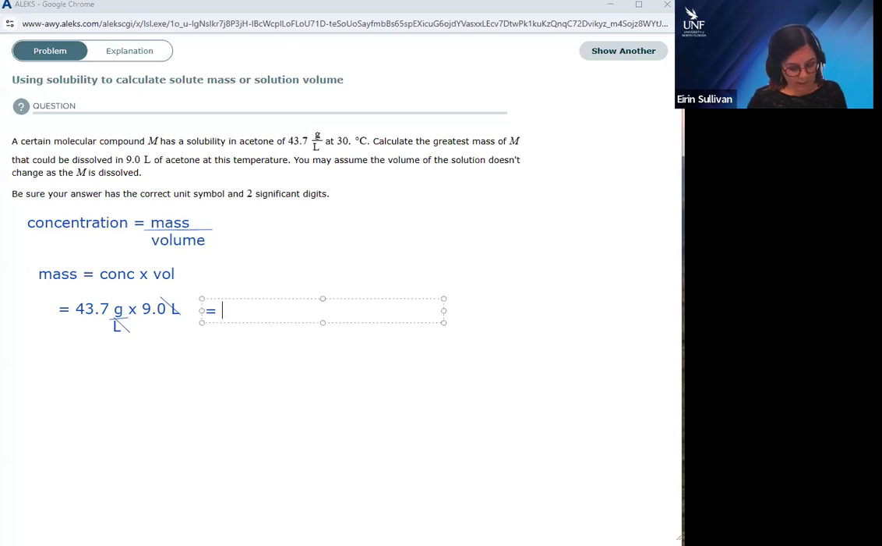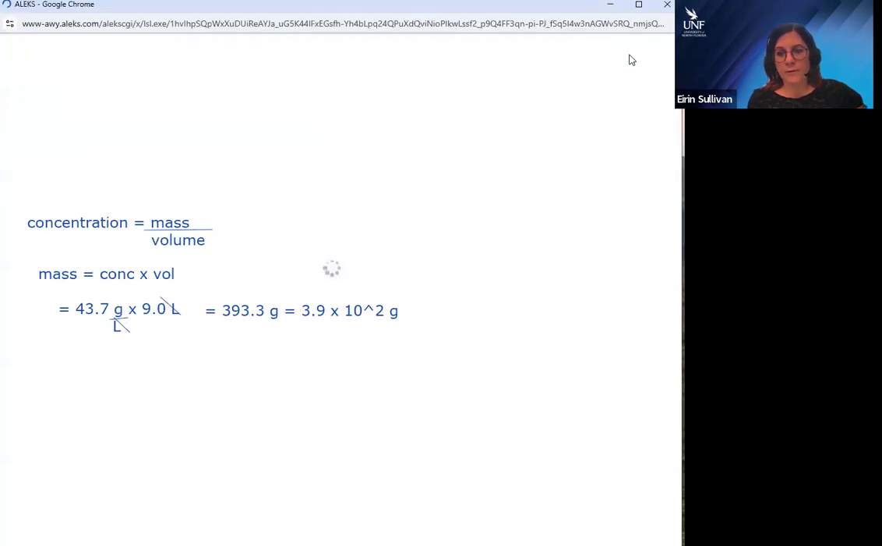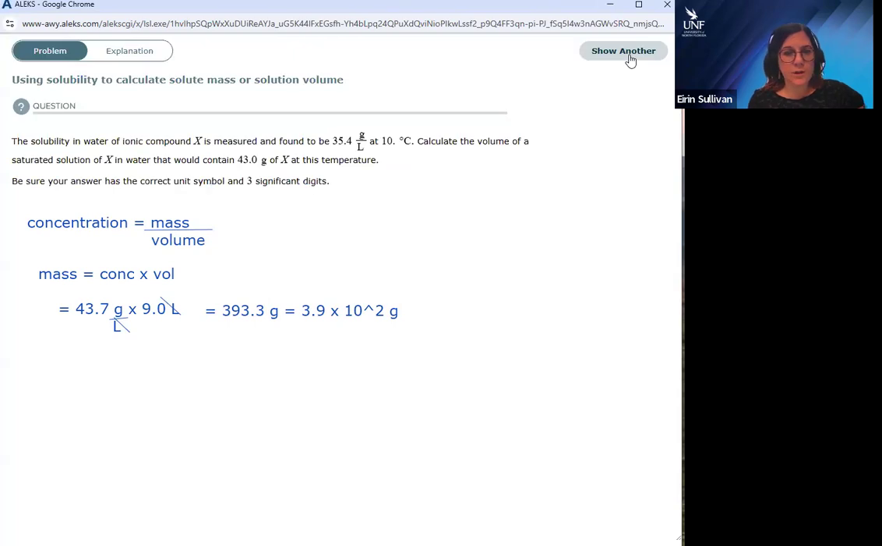So that would come out to 393.3 grams. With two significant figures, that's 3.9 times 10 to the power of 2 grams. Fine. There are probably going to be more difficult versions of that question, which are a bit trickier with dimensional analysis, etc.